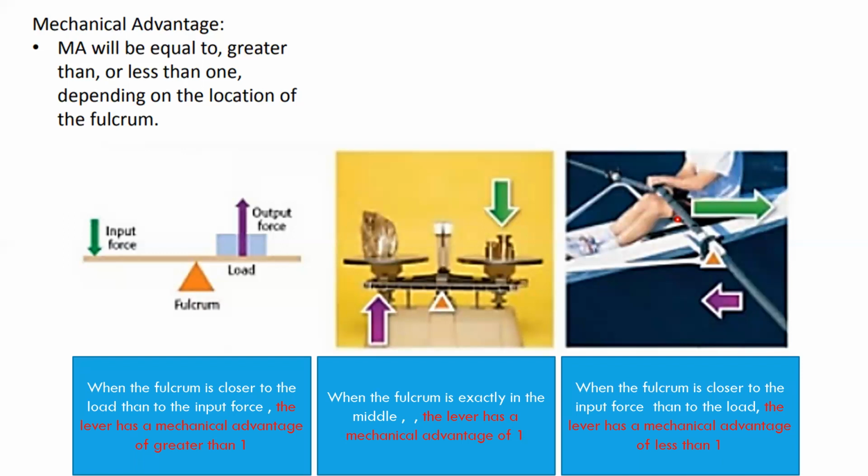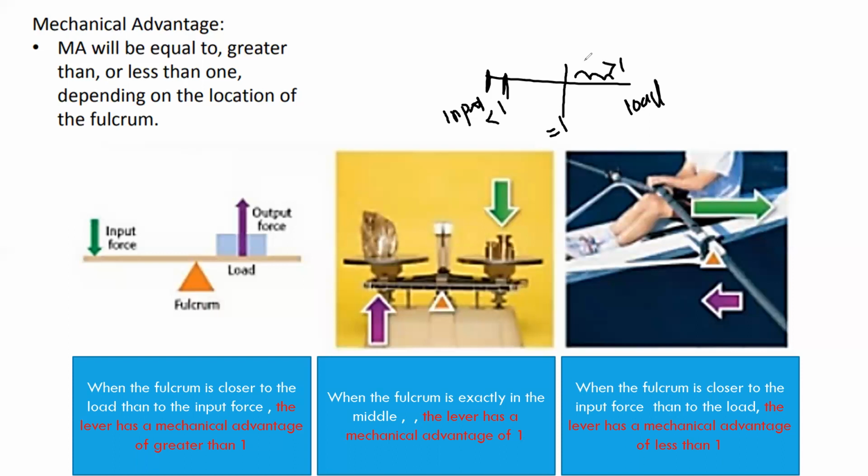And as an example here, if you have the input force here, and here you have the load. Now, when the fulcrum is farther from the load, it will be less than 1. When it is in the middle, it's equal to 1. And when it gets closer to the load, the value will increase to be greater than 1.